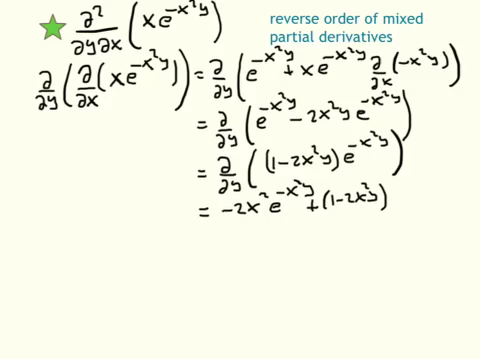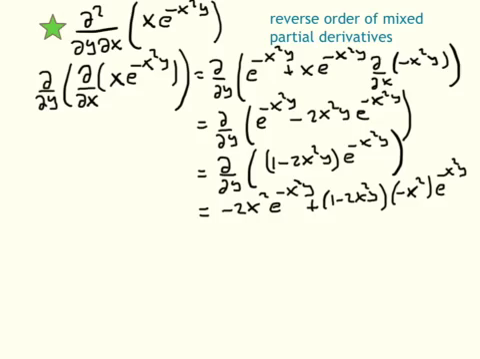of e to the minus x squared y. And e to the minus x squared y is e to the y times a constant. The constant is minus x squared, so we're just going to bring the minus x squared down. So I'll put brackets, minus x squared e to the minus x squared y.